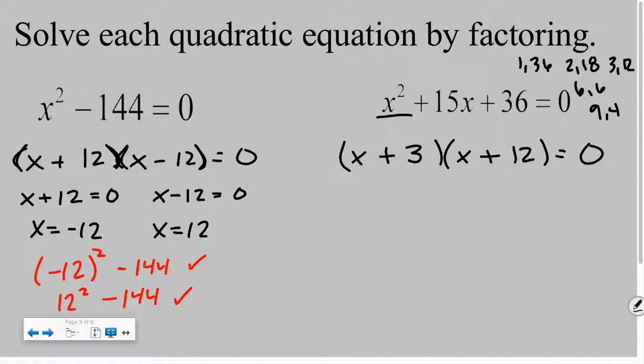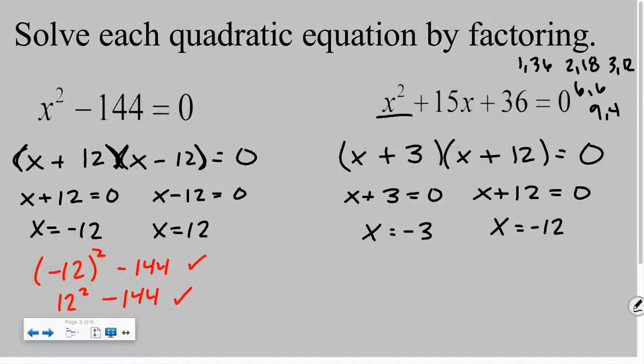Once it's factored, take what's on the inside of the parentheses and set it equal to 0. X plus 3 equals 0. X plus 12 equals 0. And then solve for x for each equation. So subtract 3 over, and we would get x equals negative 3. Subtract 12 over, and x would equal negative 12.